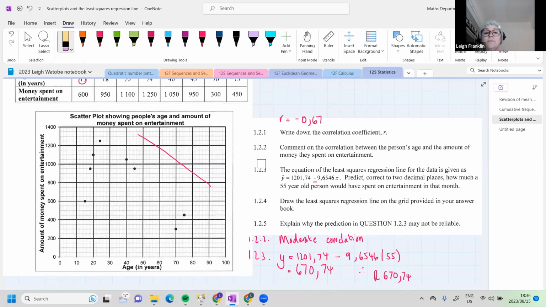Ma'am, hello. I wanted to ask on 1.2.2, is it positive or negative moderate correlation? Oh, so I was naughty. I left that off. I wrote moderate correlation, but I didn't write whether it was positive or negative. So I must say here that it's negative. Okay, so it's a moderate negative correlation. It's negative because of the negative in front of the 0.67. Thanks for pointing that out. Okay, we do need to say that.